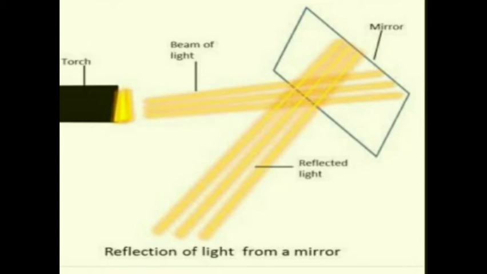Look into the mirror along the direction of the reflected light. We see the slits in the mirror. This is the image of the slits. This activity shows how light gets reflected from a plane mirror.